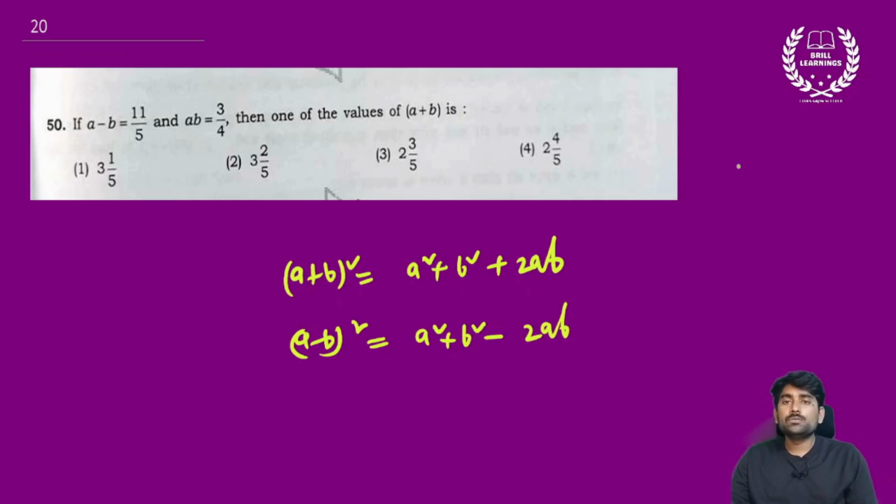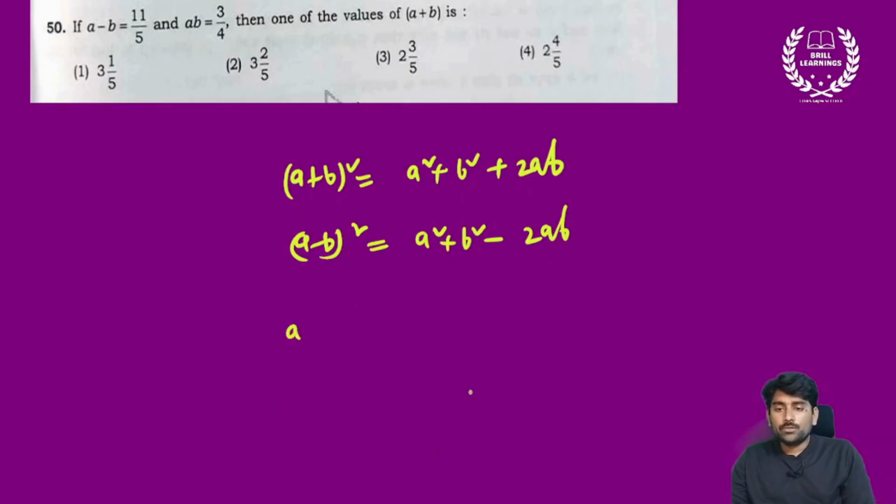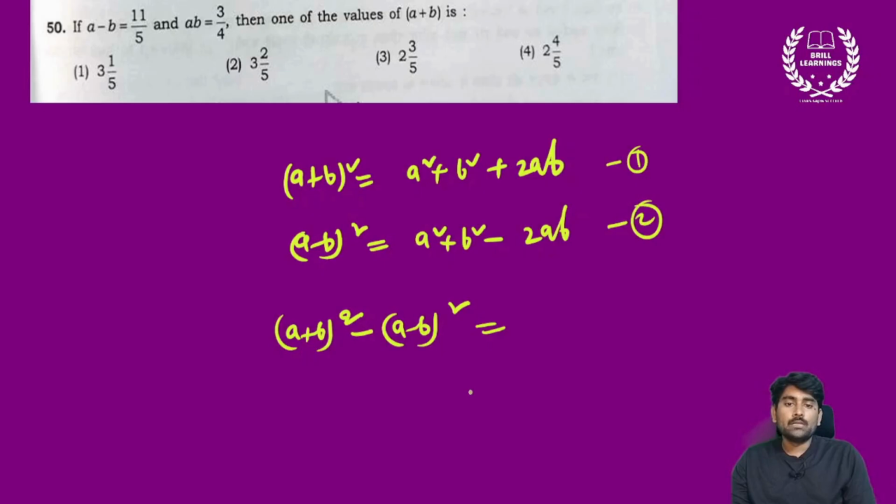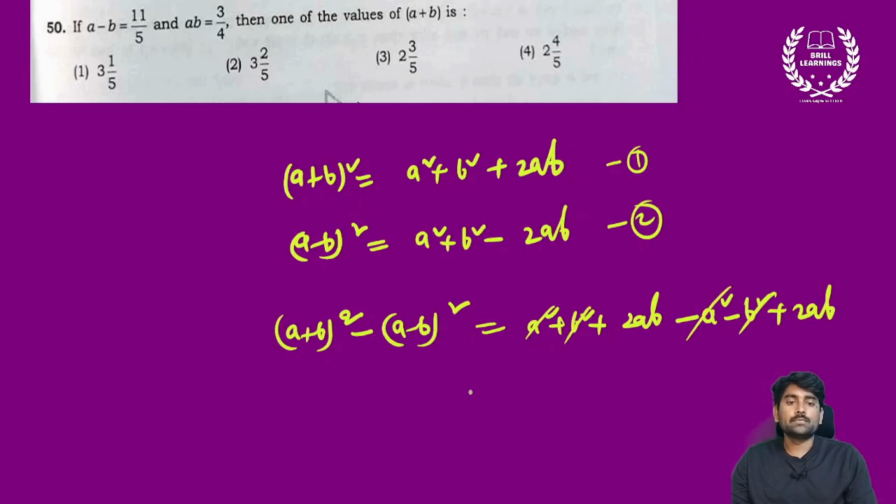So based on these two identities, I am going to derive one more. A plus b whole square minus a minus b whole square. If I subtract these two equations, 1 and 2, I'll get what? A square plus b square plus 2ab. Now I'm subtracting, which means I have changed the signs. A square minus b square plus 2ab. So this will be cancelled and this will be cancelled. We're left with 4ab. In this case, I'm going to use this identity.